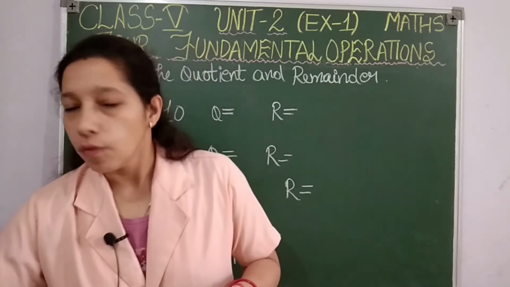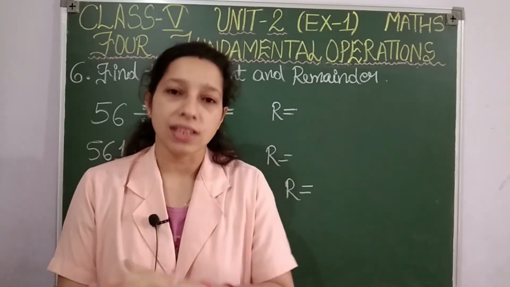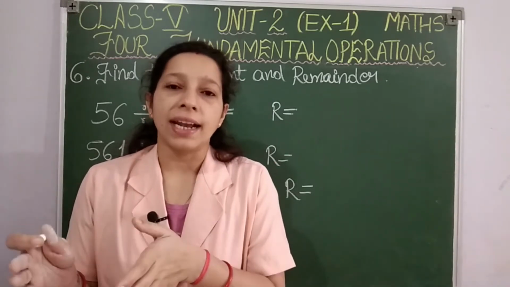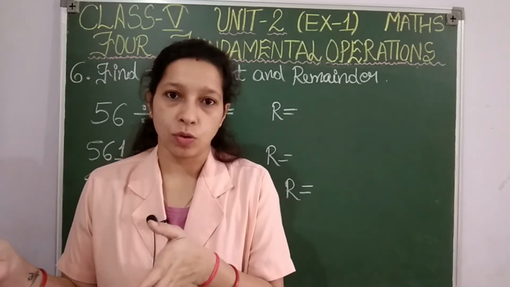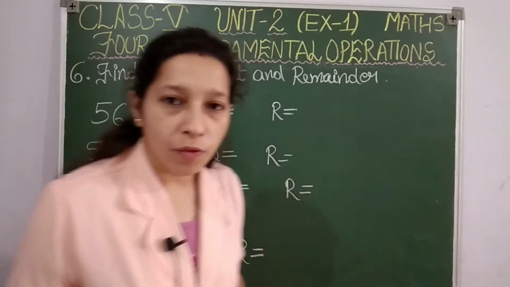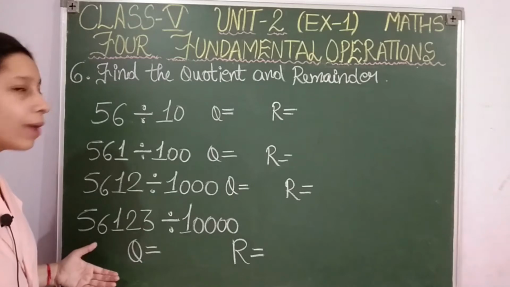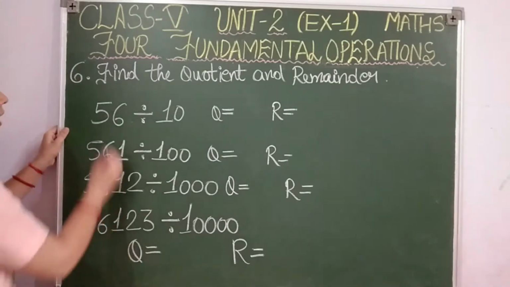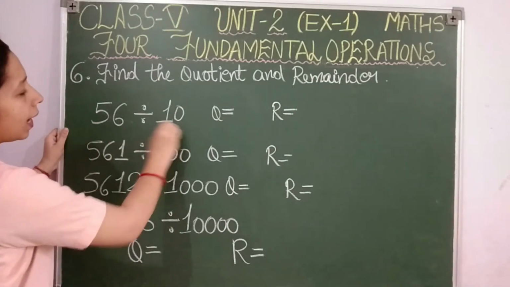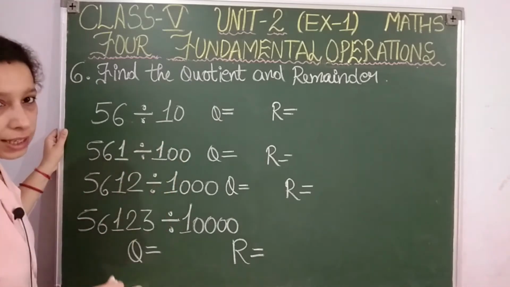So here what you are going to learn is whenever your dividend is divided by such a divisor which is ending with a number of zeros, then how to divide. But before moving on to the exercise, students, I'll explain this question with a few examples. Let us see here 56 divided by 10. So I can see here the divisor is 10 which is ending with 0.